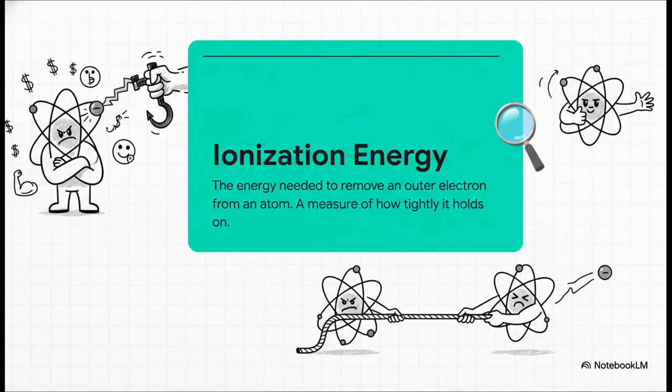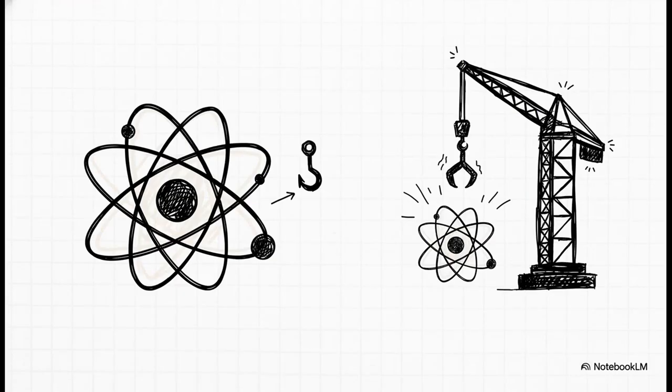Let's move on to ionization energy. You can think of this as a measure of how possessive an atom is. It's the amount of energy you need to steal its outermost electron. Is it easy to just snatch that electron, or does the atom put up a real fight? And here's the really cool part. Ionization energy is basically the inverse of the atomic radius.